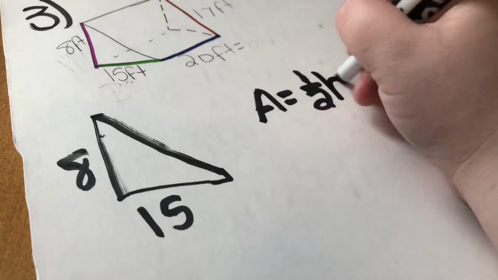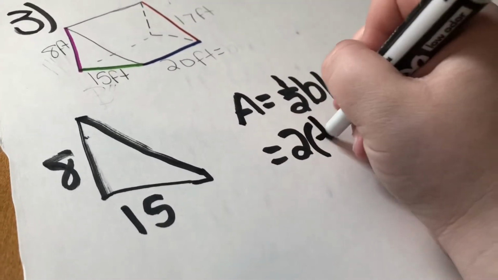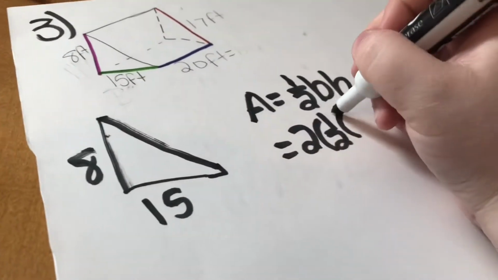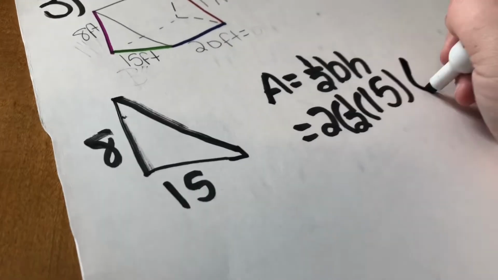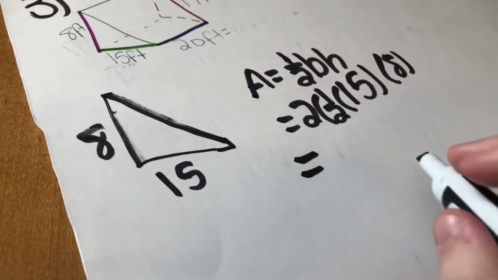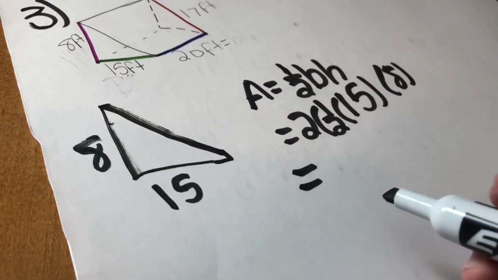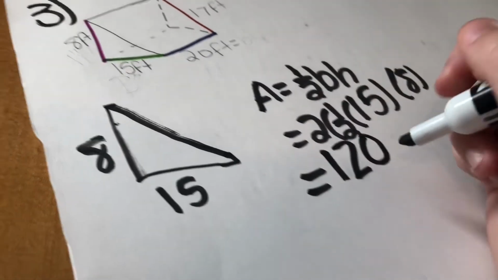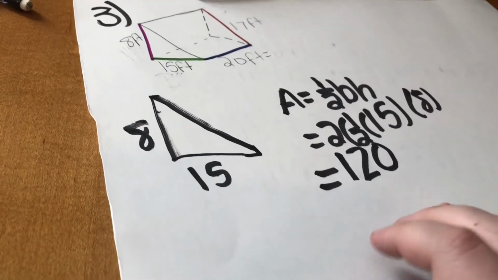That should be 1/2 base times height, but since we have 2, it's going to be 2 times 1/2 times the base, which is 15, and the height is 8. So that should just be 15 times 8, which would give me 120. So that is one part of our figure.